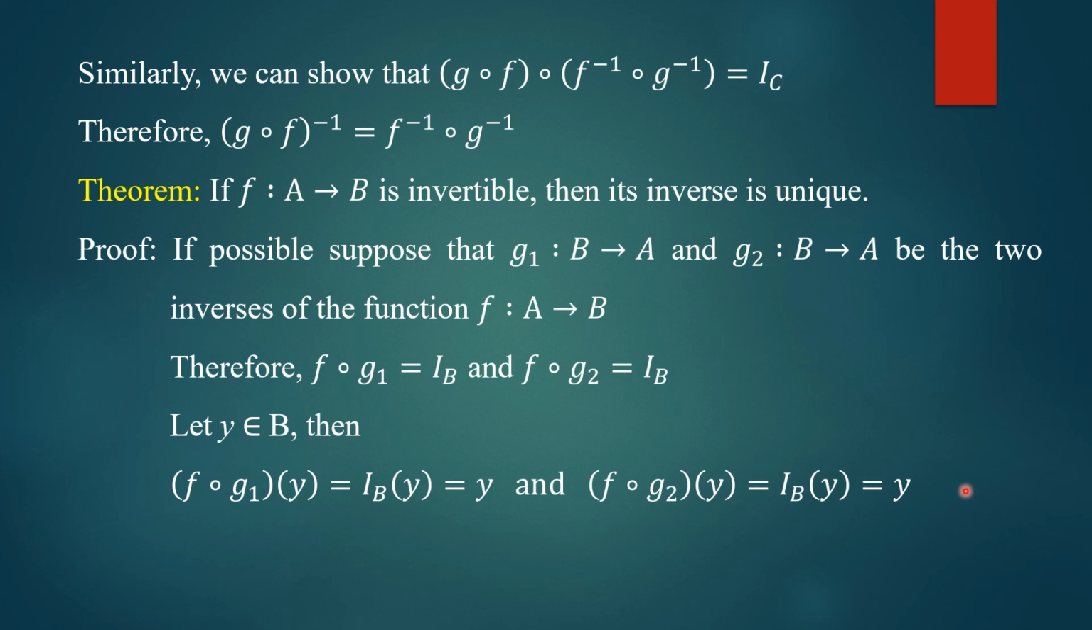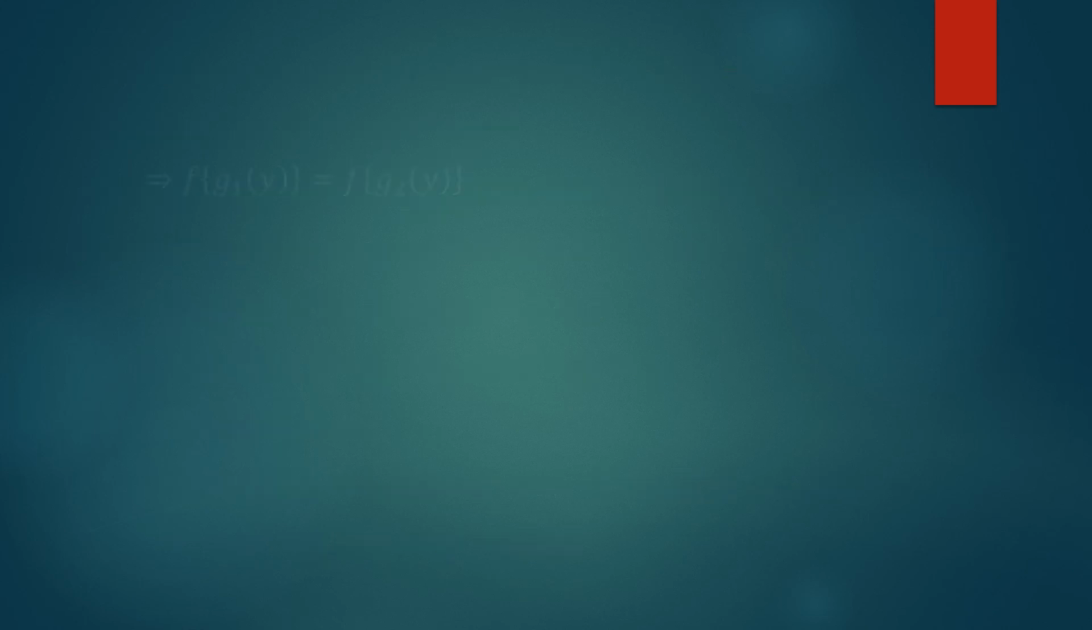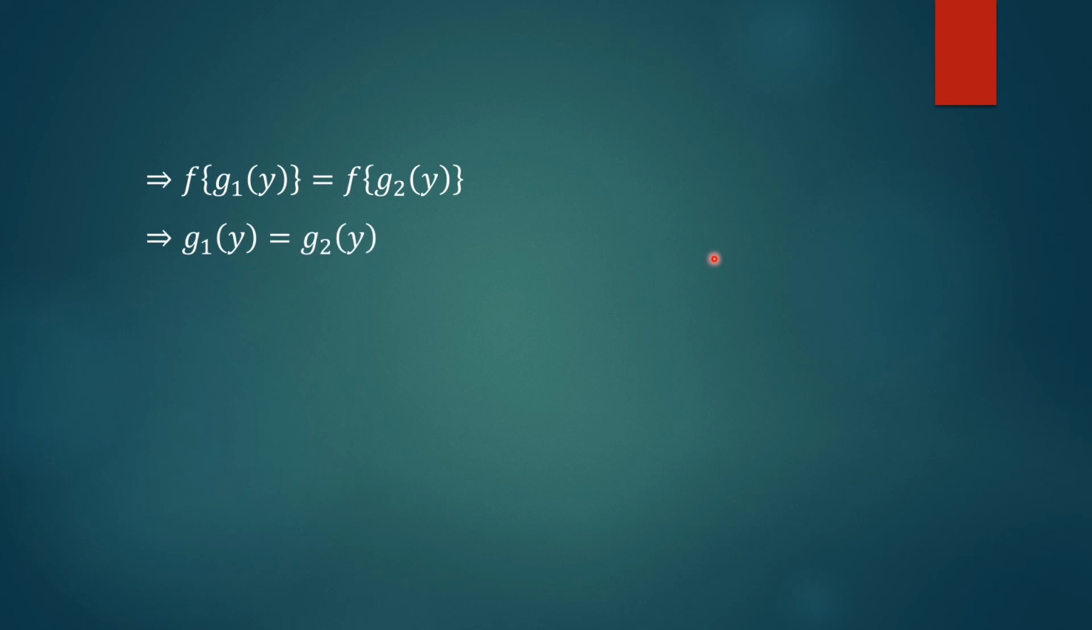So then this one and this one, both the right hand sides are equal, therefore the left hand sides must also be equal. You write that one: f o g1 of y is equal to f o g2 of y, so eliminating that y, f of g1(y) and f of g2(y). As it is given in the statement of the theorem that f is an invertible function, therefore f is one-one as well as onto. And since f is one-one, this f can be eliminated, that is g1(y) is equal to g2(y).